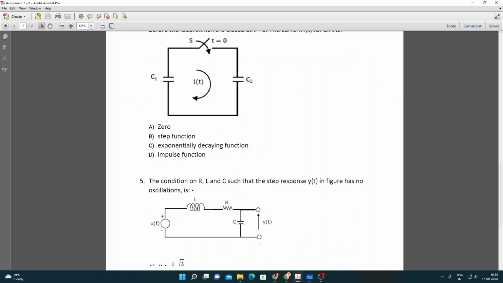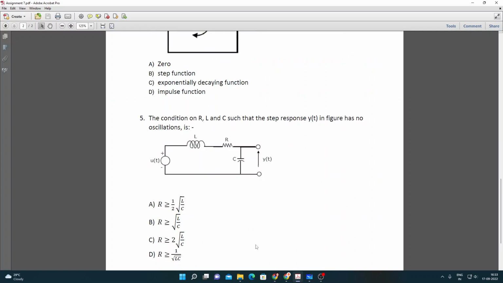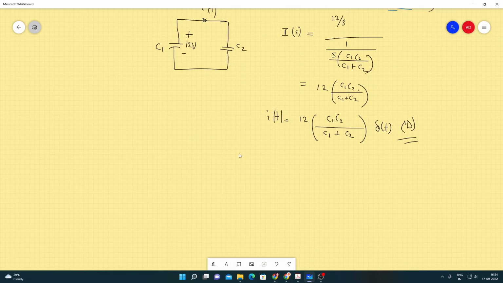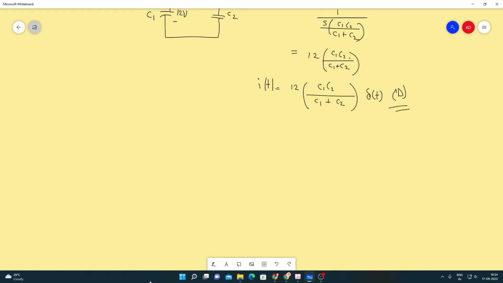And then we have the last problem, that is the condition of RLC such that a step response YT, that's the voltage across the capacitor in figure, has no oscillations. Well, let's see. We have a unit step input, L, R and C. We are measuring the voltage across the capacitor, so that capacitor voltage should not have any oscillation. So when does oscillation happen? When the characteristic equation of the system has complex conjugate poles. So to avoid oscillations, we should not have a complex conjugate pole.